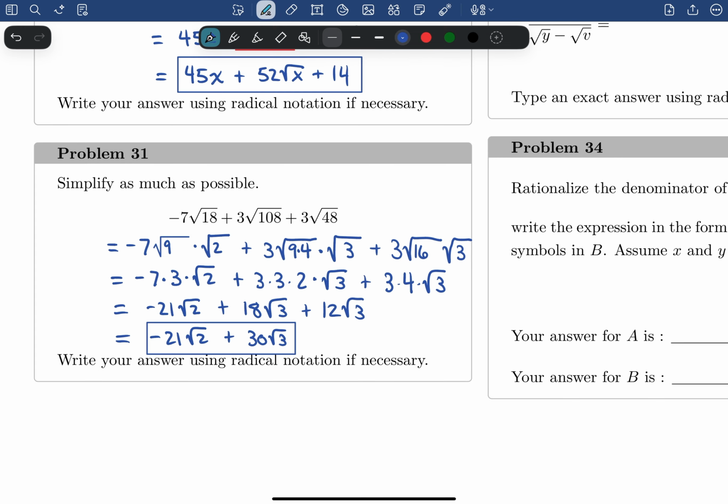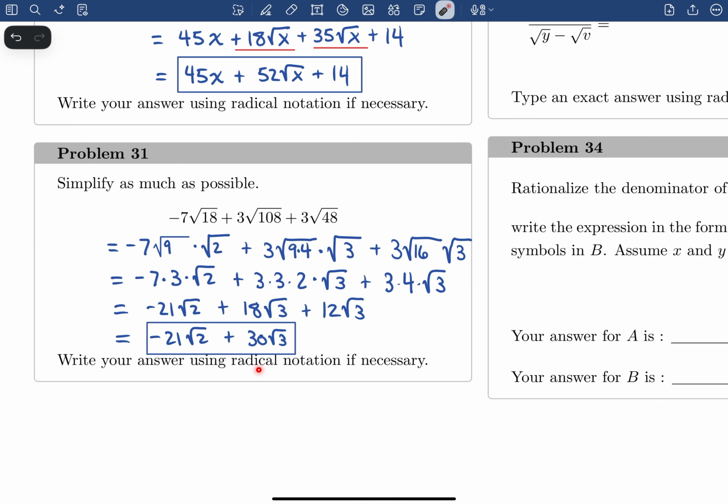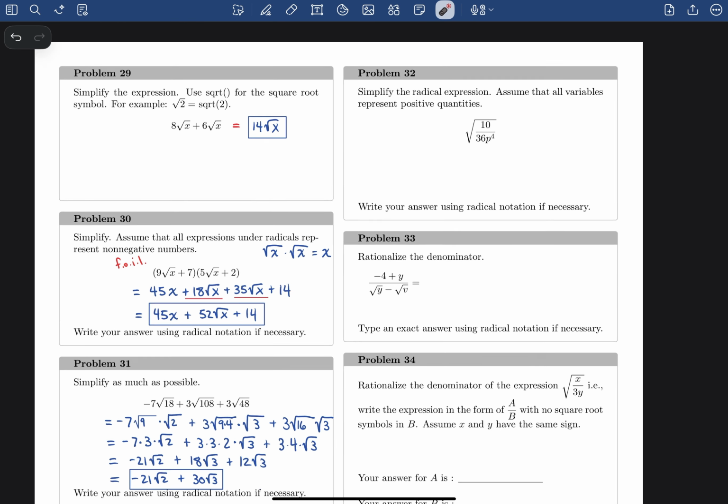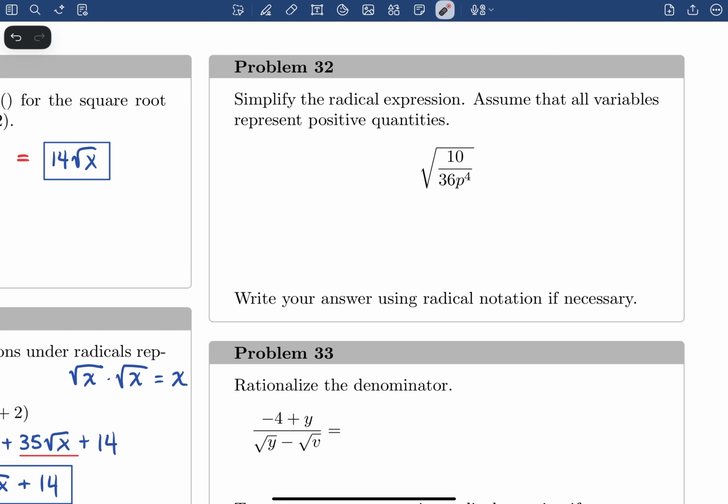Okay, and by the way, we just wrote our answer using radical notation, right? We're using radicals in our answer, not decimal notation. Problem 32 says simplify the radical expression and assume that all variables represent positive quantities. So the square root of 10 over 36p to the fourth.